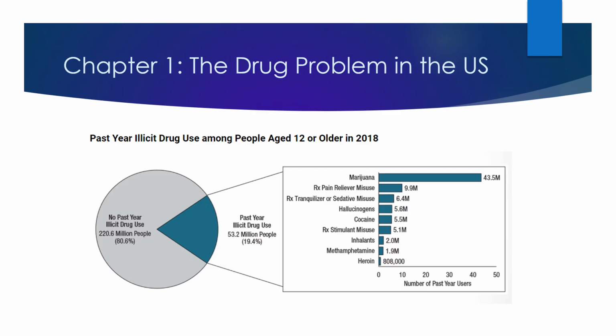Stimulant misuse, so this is prescription drugs designed to increase the activity of the system, to crank up a person's system. We can see that's around 5 million misusing those kinds of drugs. Inhalants, 2 million. Methamphetamine, 1.9 million. Heroin, 808,000. Usually what you're going to find in these numbers is that the stuff perceived to be least risky, least dangerous, least harmful, is what you're going to see used most commonly.